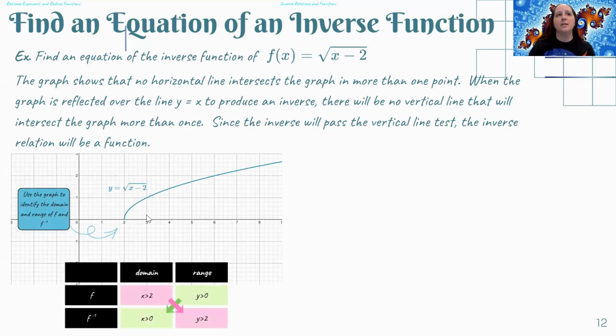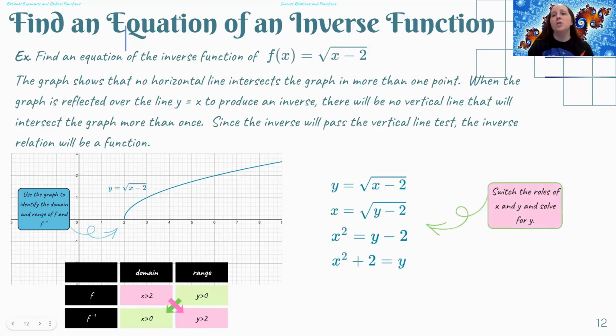So if I'm looking at this, I've got y equals the square root of x minus 2. So that's what this function looks like. I'm flip-flopping the domains. So the domain of f is x is greater than 2, so the range of the inverse of f is y is greater than 2. The range of my original function is y is greater than 0, so the domain of my inverse function will be x is greater than 0.